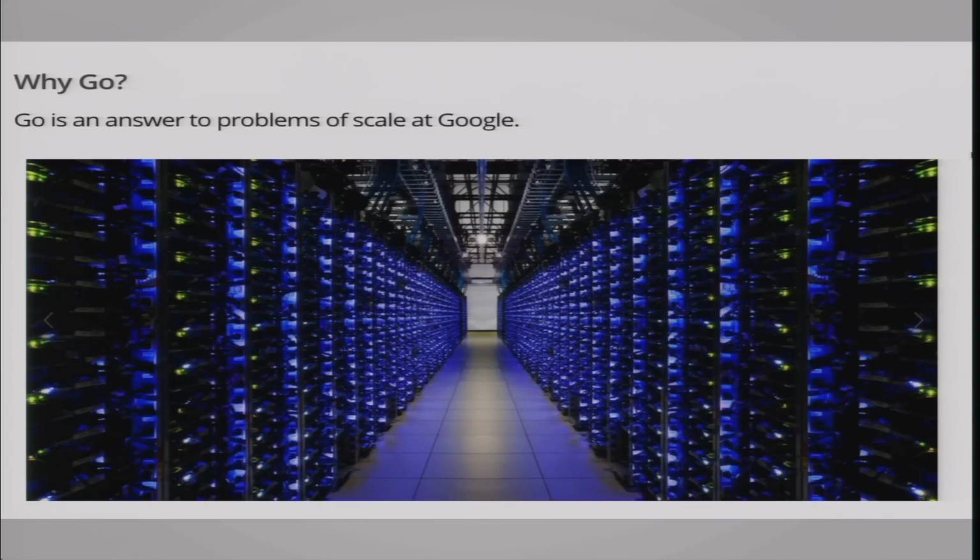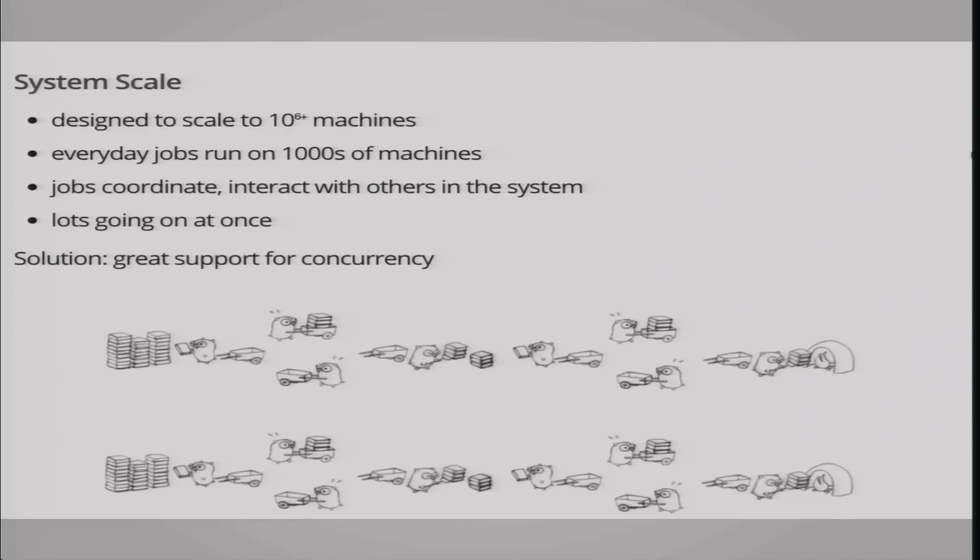Here's a picture of a Google data center. So obviously Google comes from a background of massive programs that run on lots of machines, and also massive teams that are trying to get big jobs done. So there are really two problems of scale. The first one is system scale. Designing programs to scale to thousands or even millions of machines. It's common at Google that jobs are running on thousands of machines and are communicating typically via RPC.